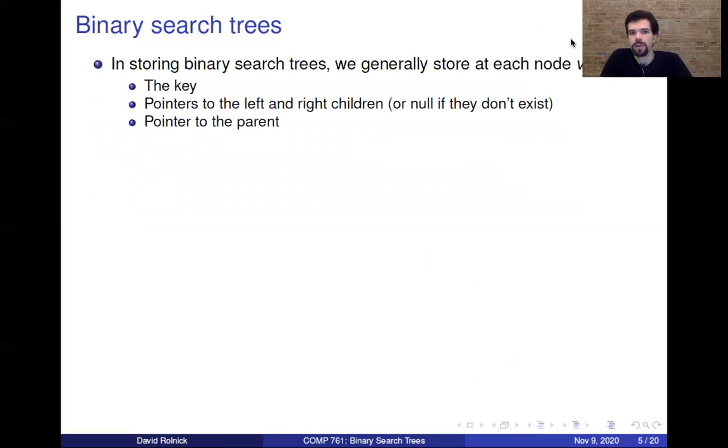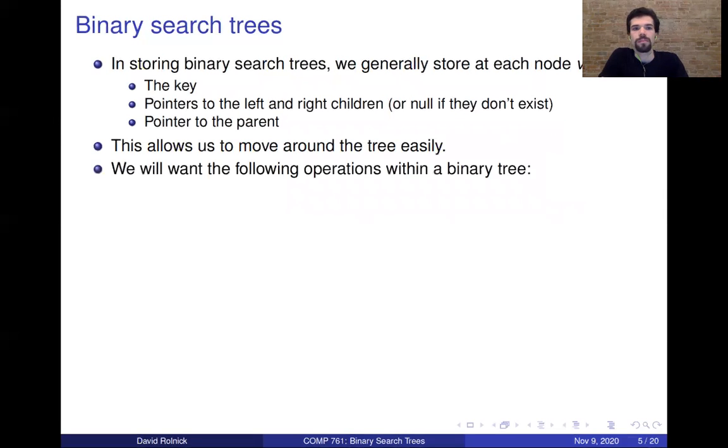In storing a binary search tree, we generally store at each node the key, pointers to the left and right children, or if they don't exist, then something that tells us that they don't exist, and a pointer to the parent. This just allows us to move around the tree. Given that I am at a node, I can immediately get to its children or the parent, or I can work out what the key is at that node.